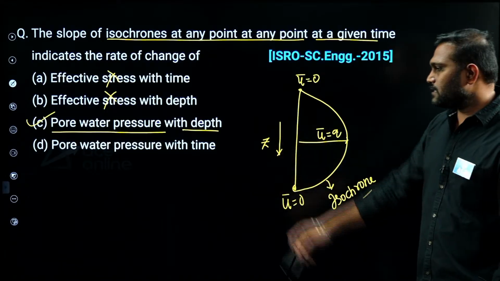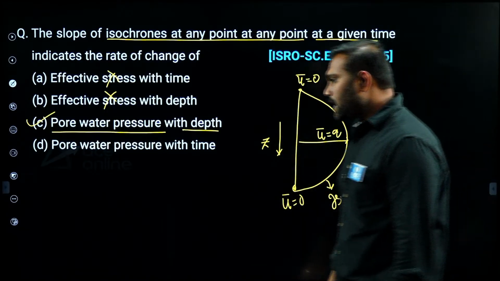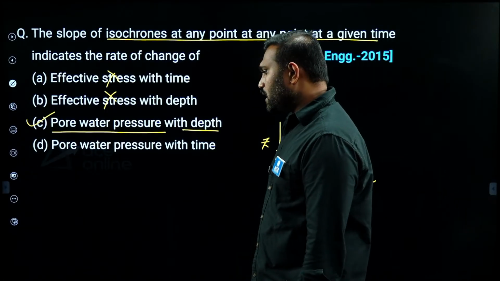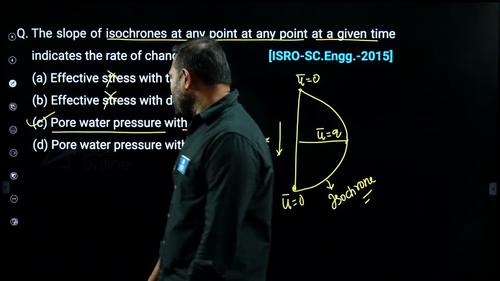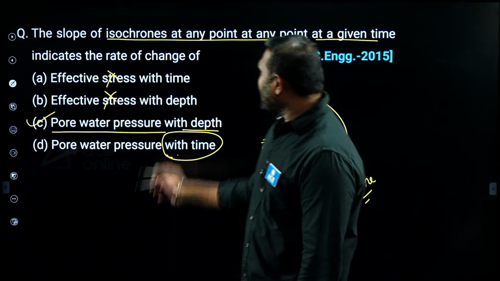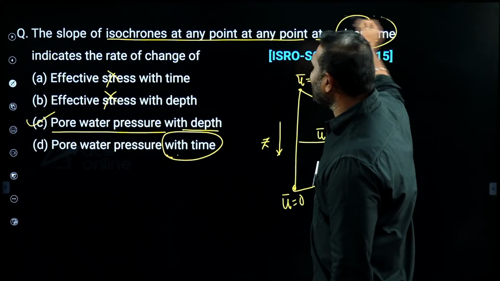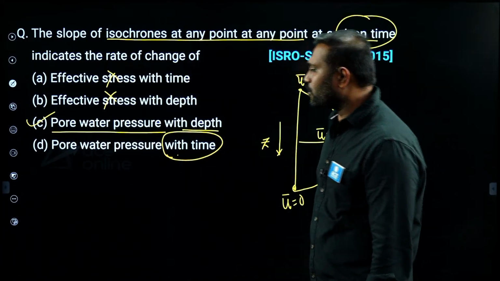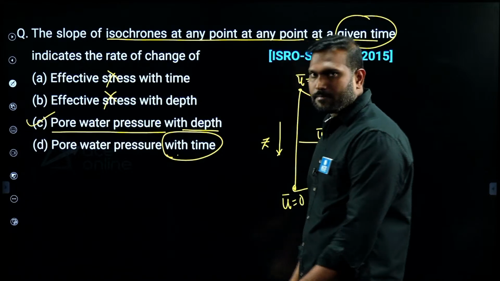So the correct answer is option C. It's not option D, Anand. Arvind, it's not option D. Pore water pressure with time is different. They are asking at a given time. At a given time, the isochrone is with respect to depth. So the correct answer is option C.